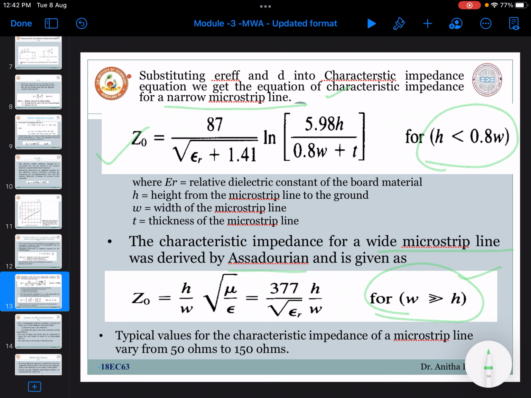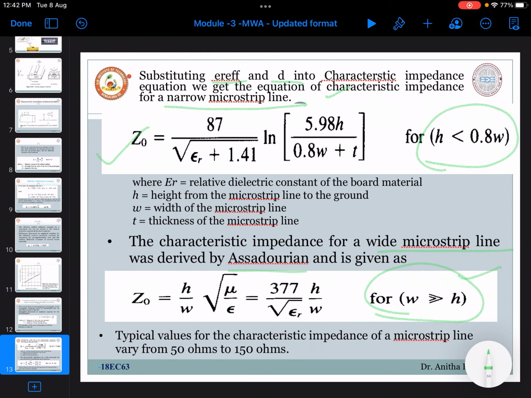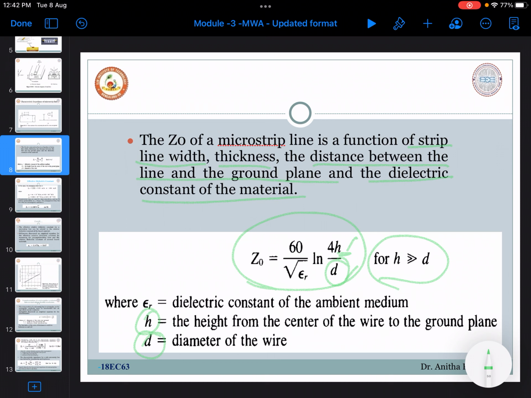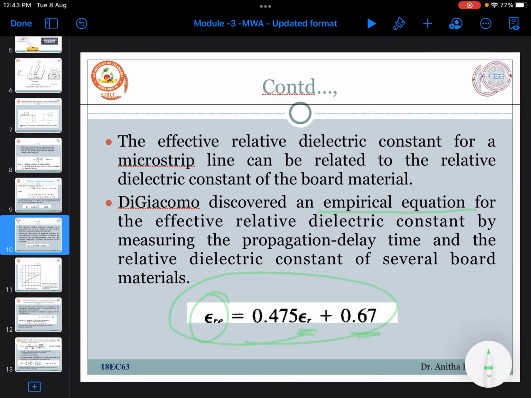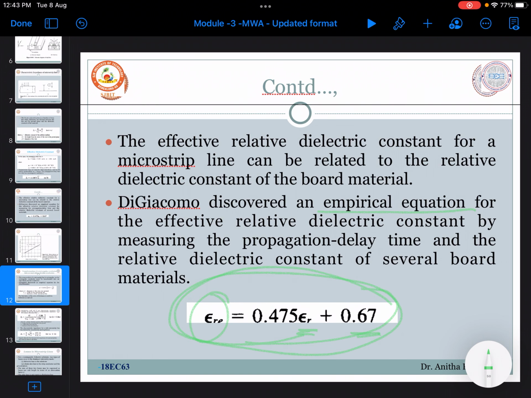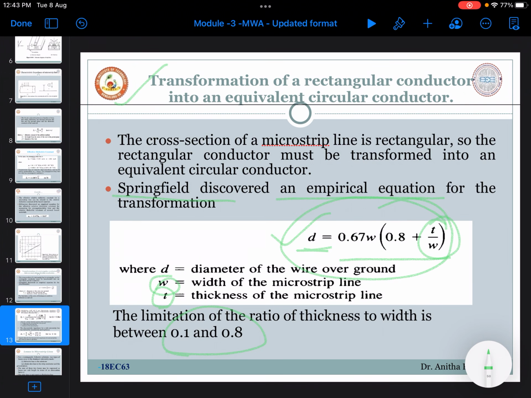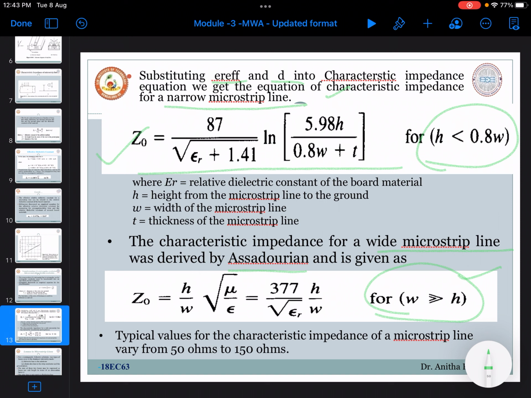So substituting that epsilon r effective value and D value into the characteristic equation. We have seen the characteristic equation first. If you replace the epsilon r effective value and D value into that equation, it results in this: 87 by square root of epsilon r plus 1.41 ln of this expression, where epsilon r indicates the relative dielectric constant, H the height, W the width, and T the thickness.